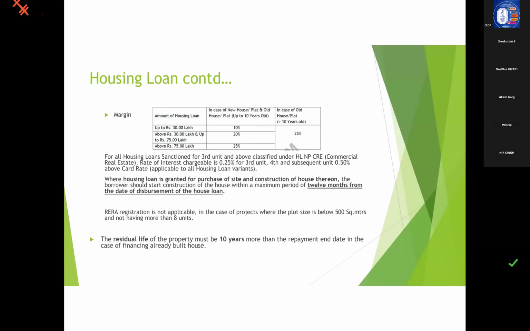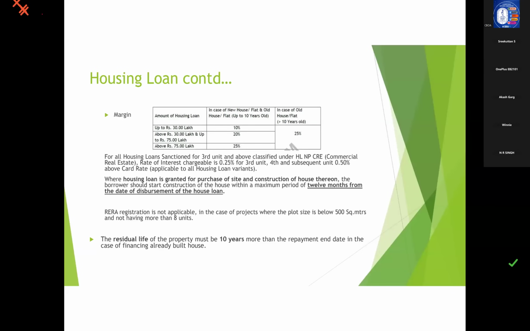Above 40 years, we cannot understand. Okay, above 40 years means suppose you are financing a house which is more than 40 years old, the site inspection or property inspection has to be done by the circle head. And if the age of the building to which you are giving the housing loan is more than 20 years, the property inspection has to be done by scale 4 and above. So that is what I told about the above 40 years concept.